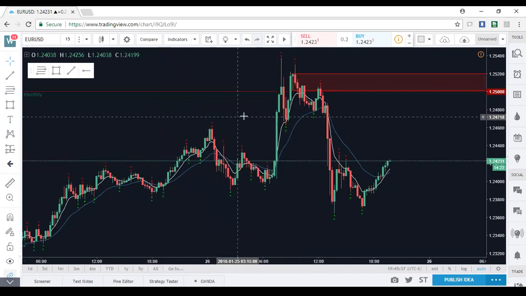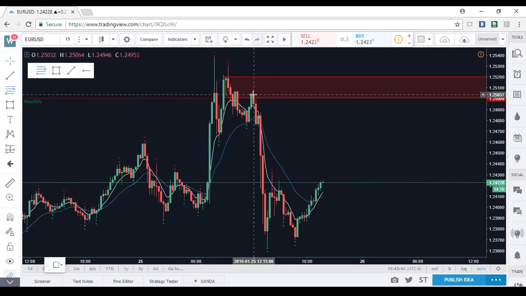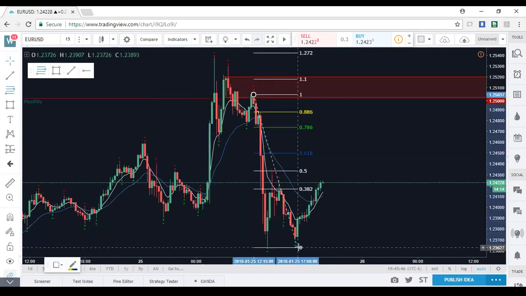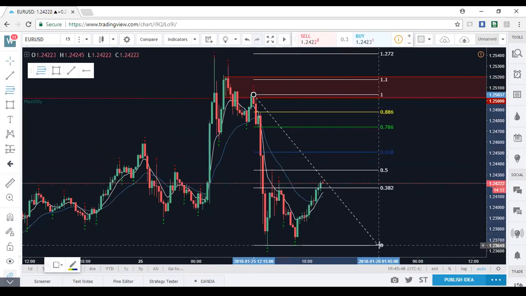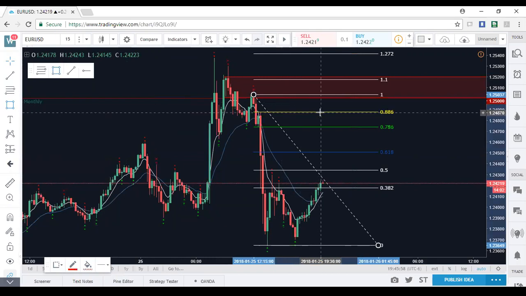So now what we're looking for is we fib from this high to this low. And we're looking for price to basically retrace up into this zone.